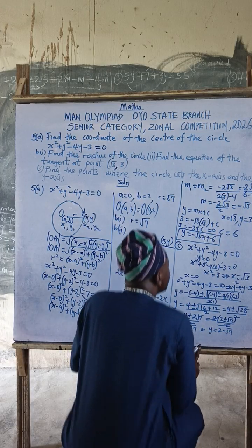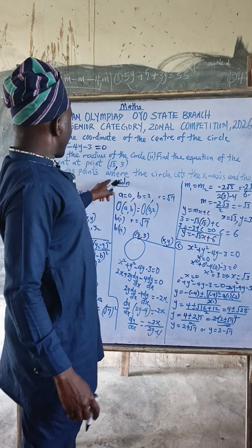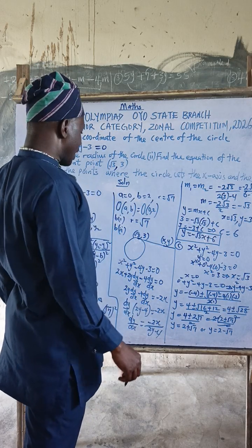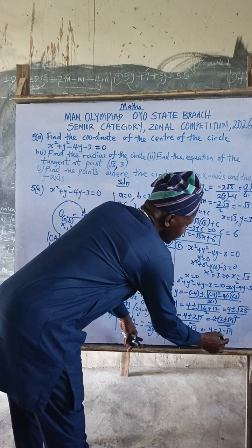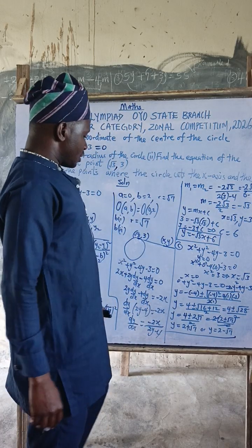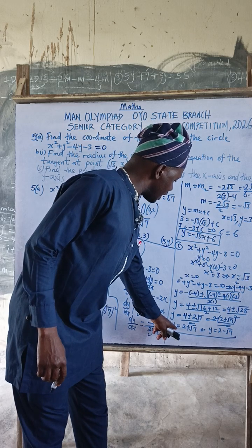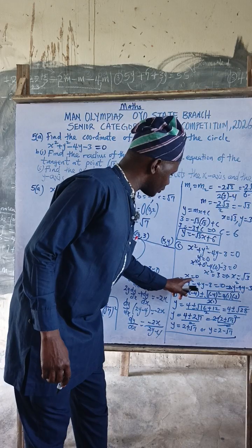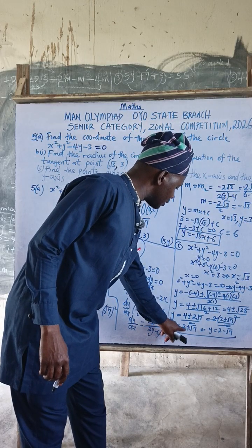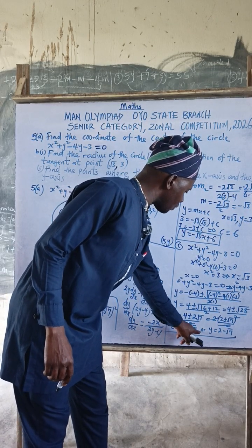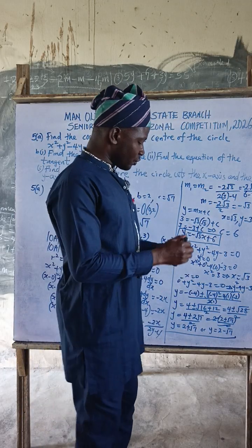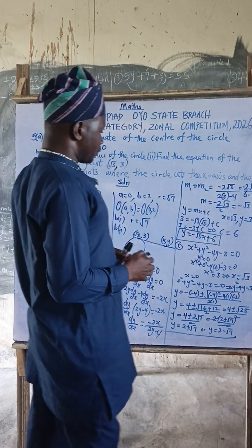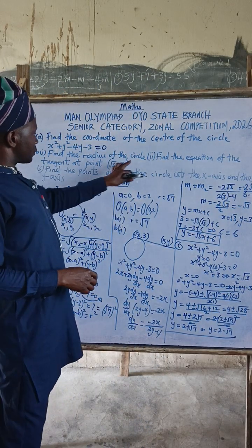So now, we have found the points where the circle cuts the x-axis and the y-axis. The circle cuts the y-axis at y equals 2 plus root 7 or 2 minus root 7, while the circle cuts the x-axis at x equals root 3. Now, this is the solution to the question we are given.